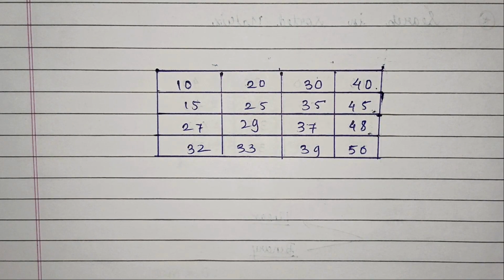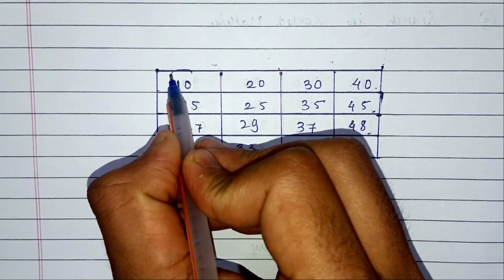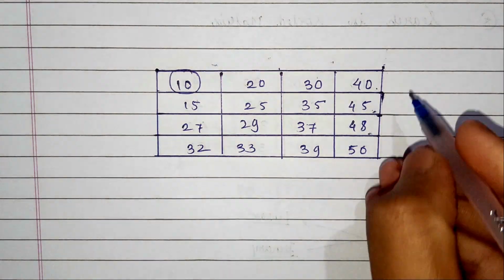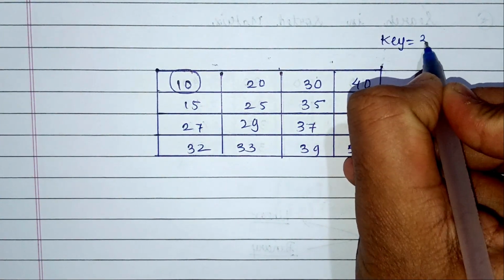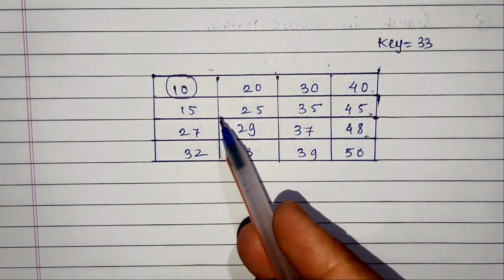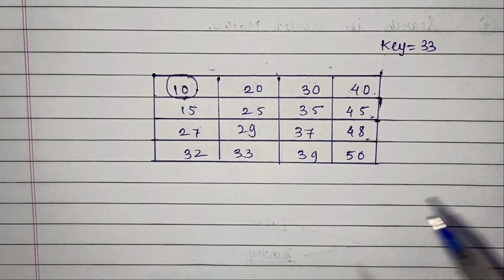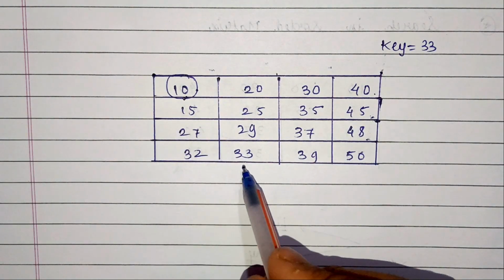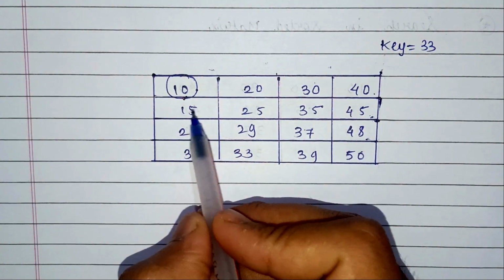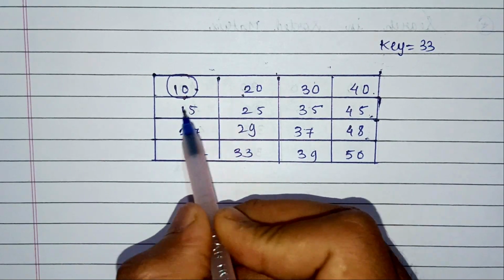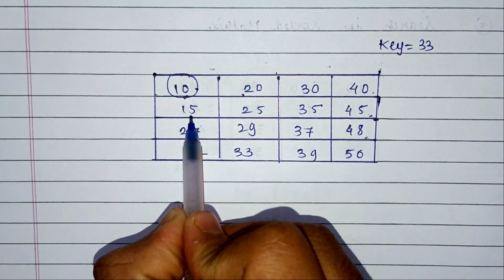So let's think about our third approach here. If we start from this element, the 10th element, and suppose the key is 33, we do not have any concrete answer to reach the key. Here we have elements greater than 10 and here also we have elements greater than 10.